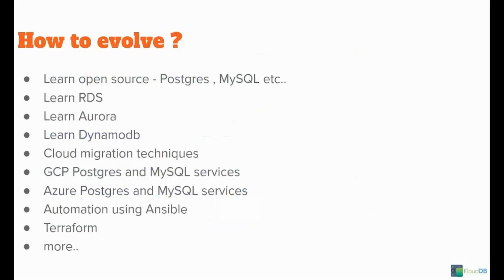So how do we evolve? Learn open source, Postgres and MySQL, learn RDS, learn Aurora, learn DynamoDB, cloud migration techniques, GCP Postgres and MySQL services, Azure Postgres and MySQL services, automation using Ansible, Terraform, and more. These are some of the technologies you should learn in order to evolve.